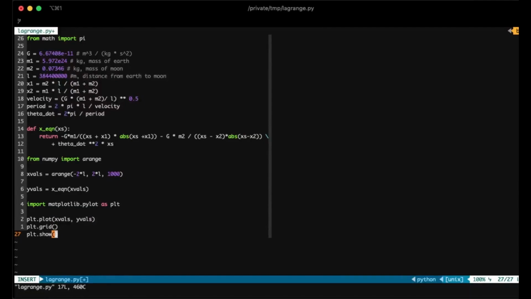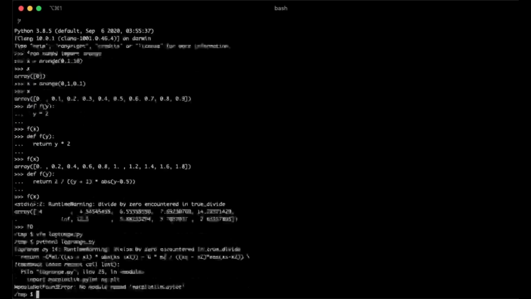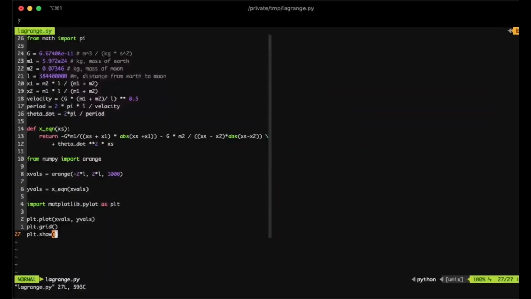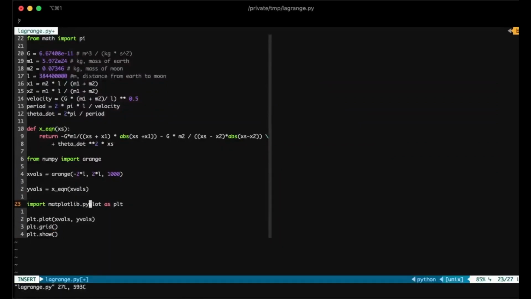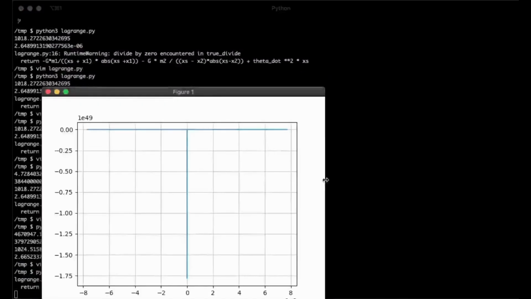So let's take a look at what we got here. So remember that we're using this to try to figure out what sort of numbers we've got to give to the root finder. Matplotlib.pyplot. Okay, we've got to do pyplot. So let's take a look at this.